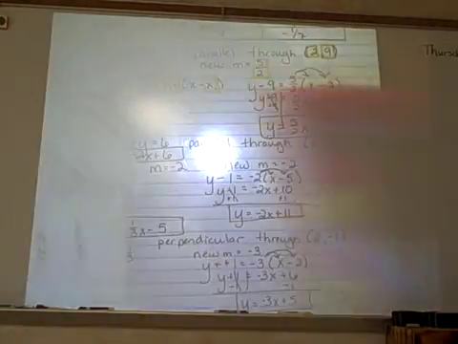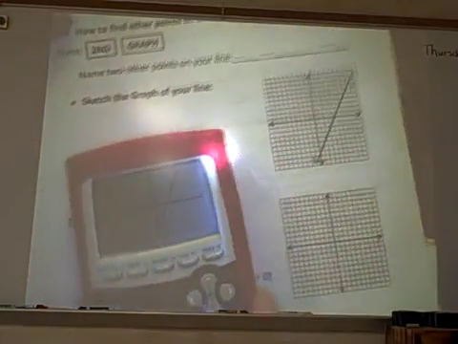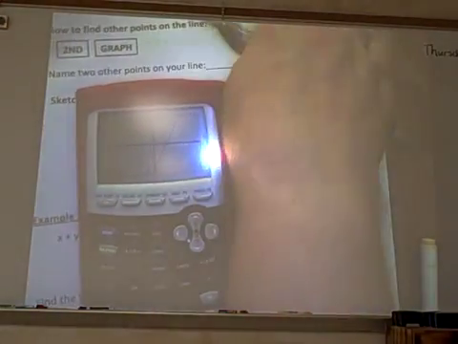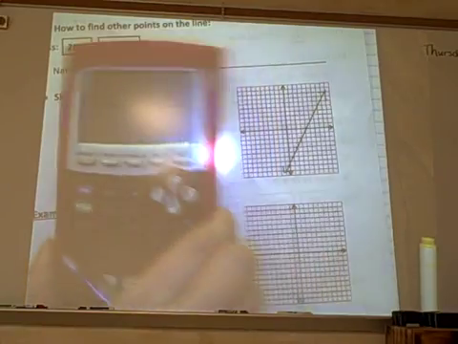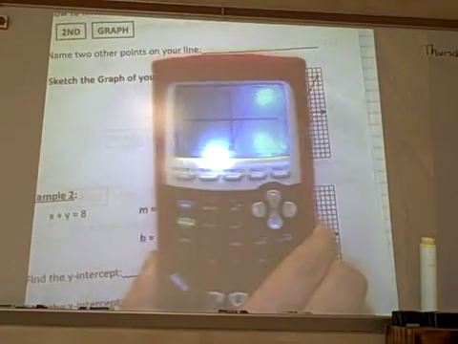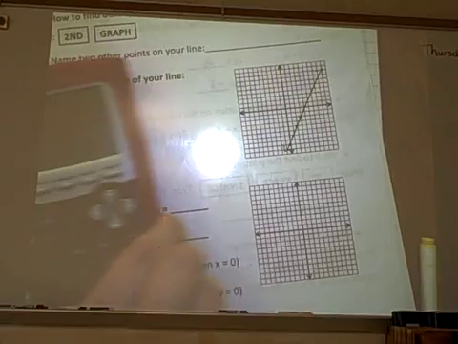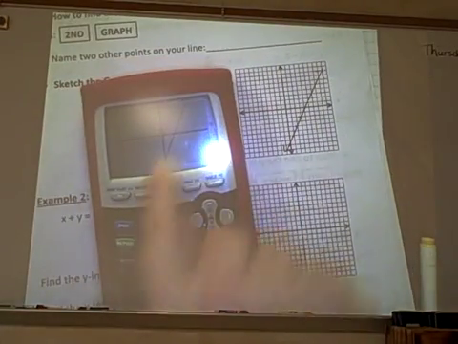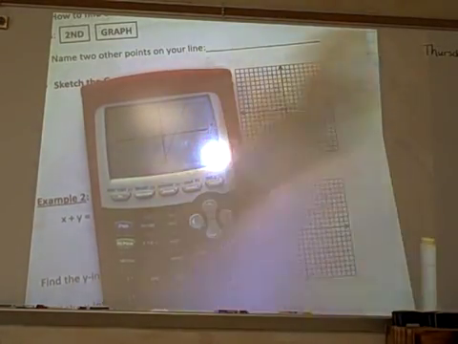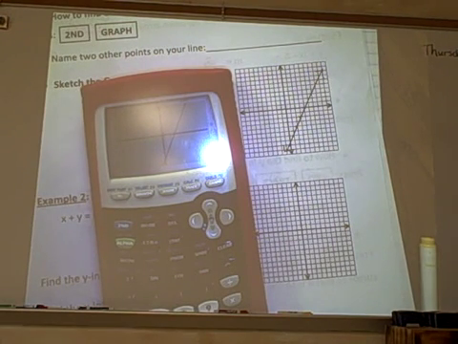I graphed this line last period, the one we're looking at. If you have zoom square set up, you should almost be able to take your calculator and lay it right on top of the graph that you drew, and it should match. So if you look at those two, you can tell that angle is exactly right. Right? Can y'all tell that?